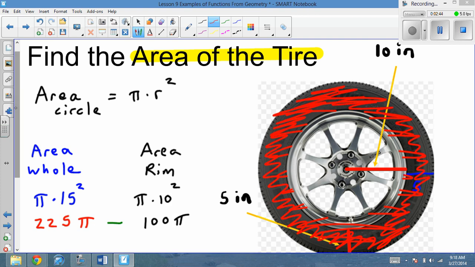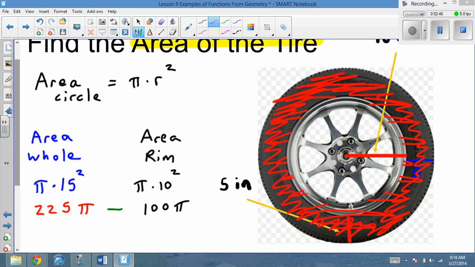So our final answer to this particular problem is 225 pi minus 100 pi. This is equal to 125 pi. And because we're talking area, we should include inches squared. So the area of the tire, the rubber portion here shaded in red, is 125 pi inches squared. This is an exact answer. To approximate, you could type that into a calculator and round to a few decimal points, but for now we're going to leave it exact.